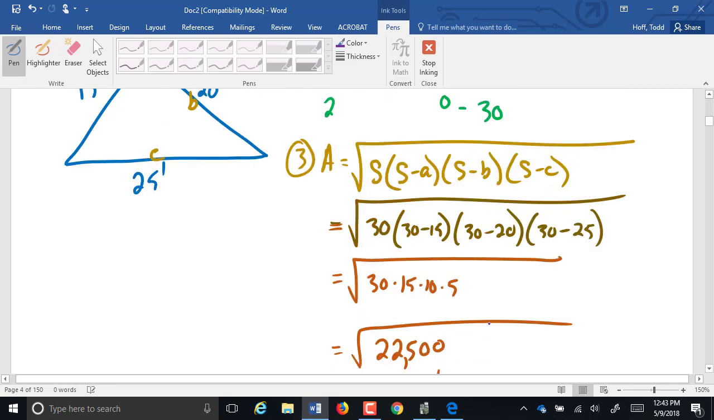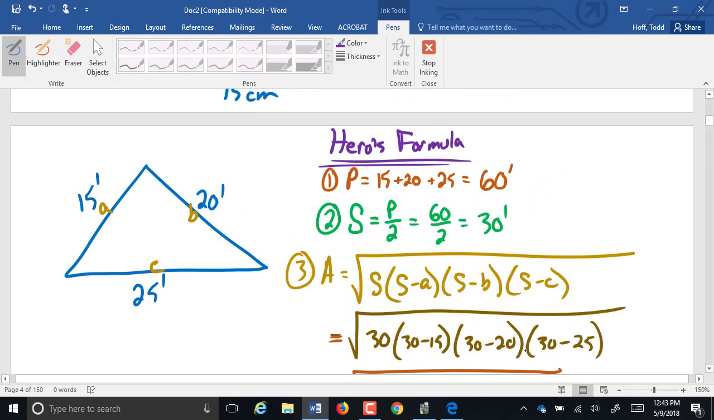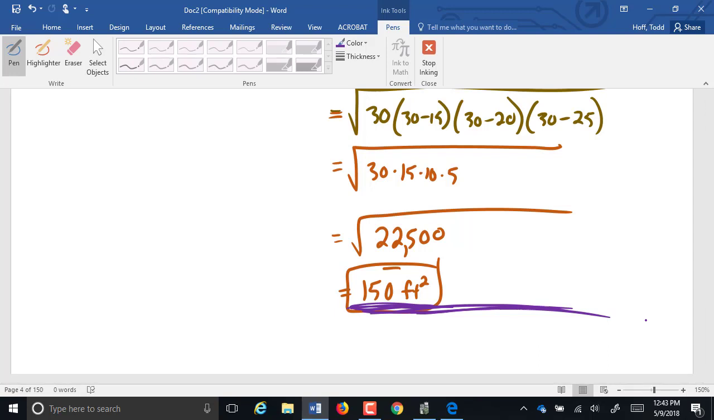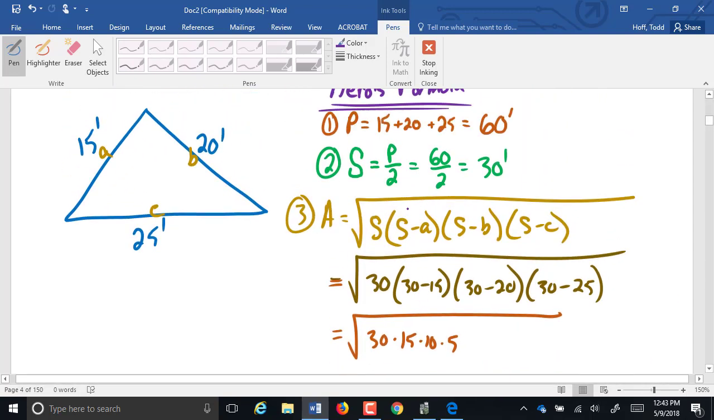By the way, the fact that that came out to a number with no decimal tells us something about our triangle. That triangle is a right triangle. If it wasn't a right triangle, there would be a decimal here. Always. If the triangle is not a right triangle, the area will be a decimal. For Hero's formula, at least.